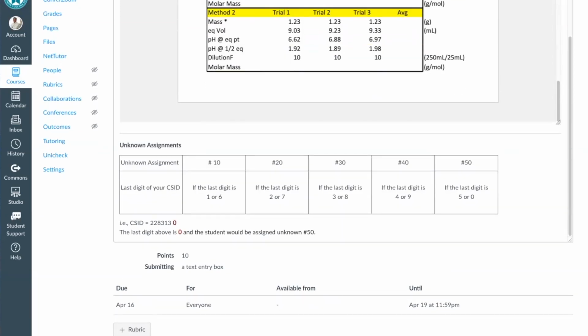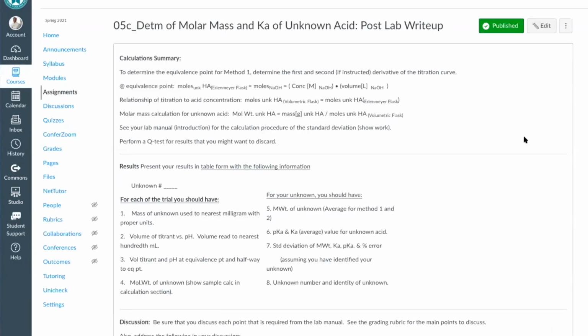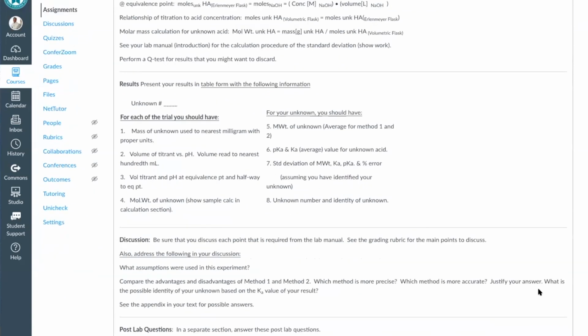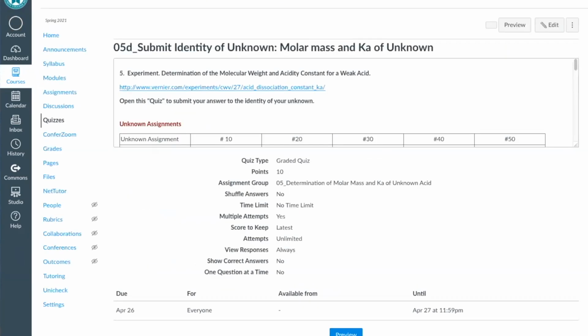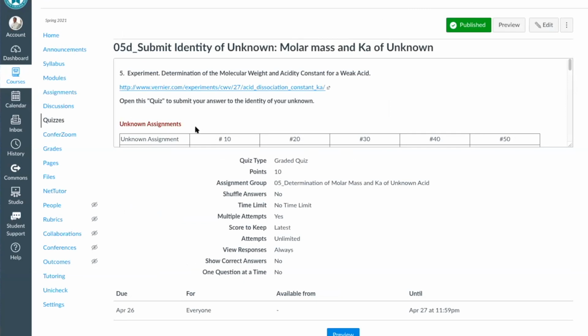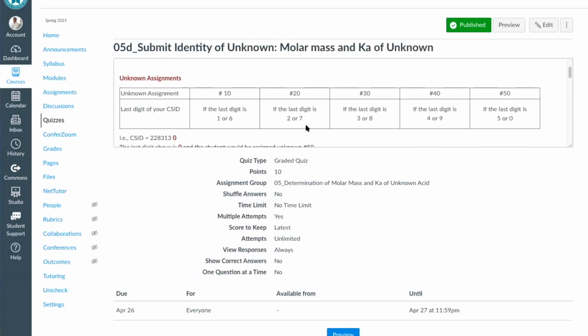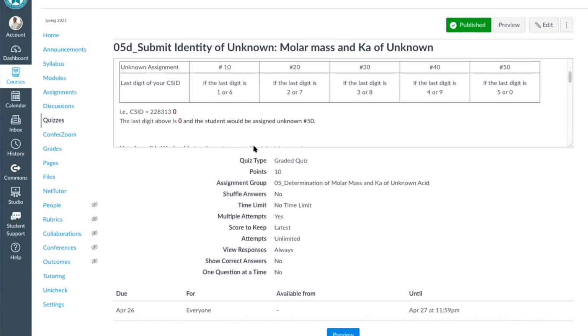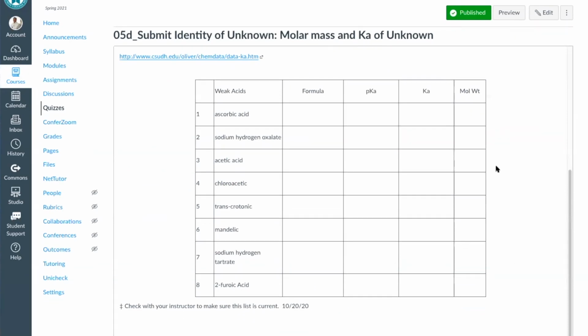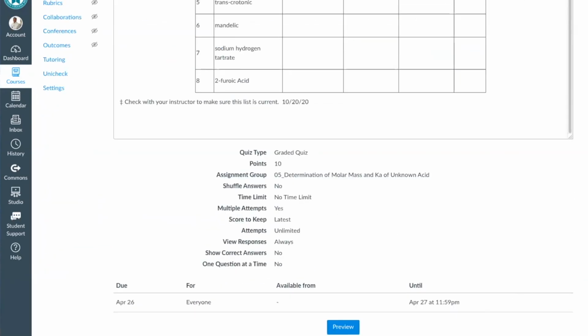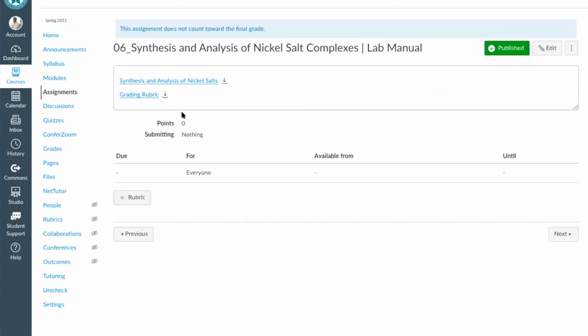Okay, so let's do next. That's your data and observations. This is a summary of what you guys need to calculate. And then your post-lab questions are here. When you have your unknown, you need to go in here, and there's going to be another question in Canvas to nail down your unknown.